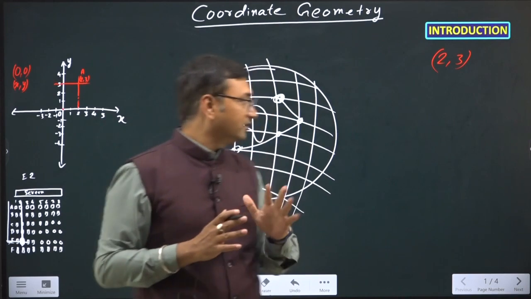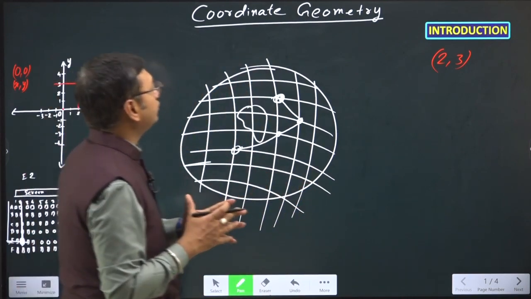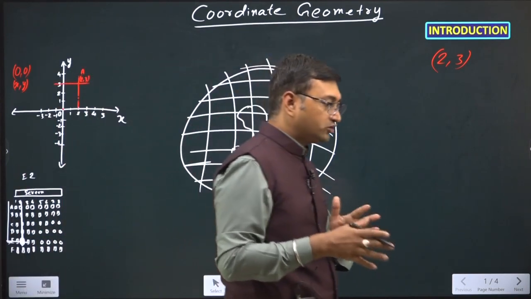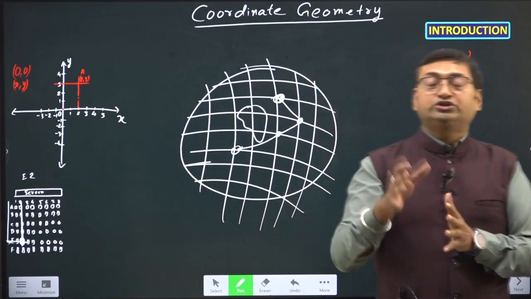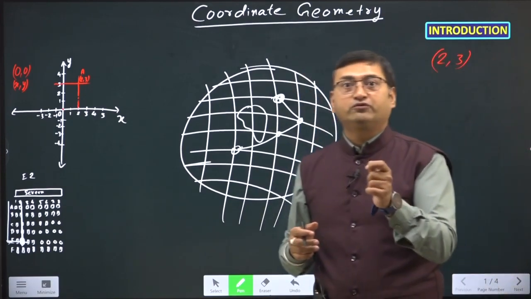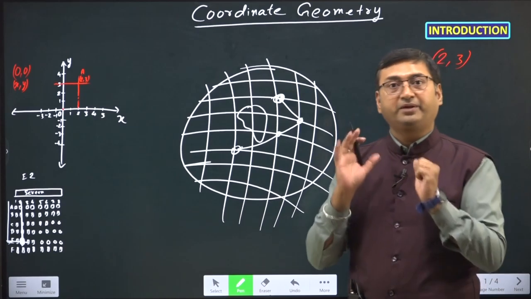Is it clear? Now this was the introduction of coordinate geometry. So coordinate geometry tells us the position of a point in the given plane. Is it clear?